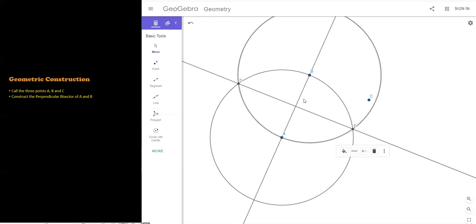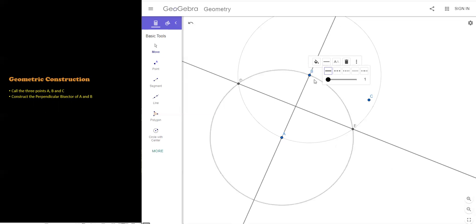So what I'm going to do is make all of these circles smaller so they don't clutter up the picture so much. And I'm going to make these lines a little thinner, and I'm going to make that one green, and this one blue. All right, so the green line is the one that goes through AB, and the blue line is the perpendicular bisector of line AB.